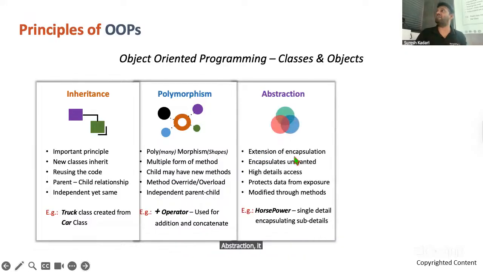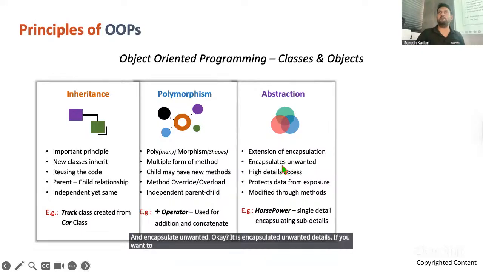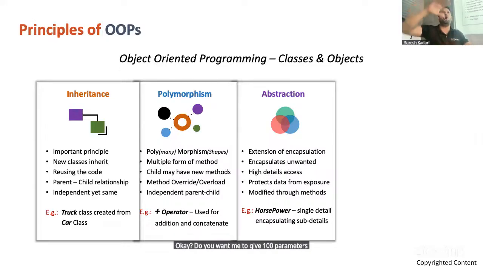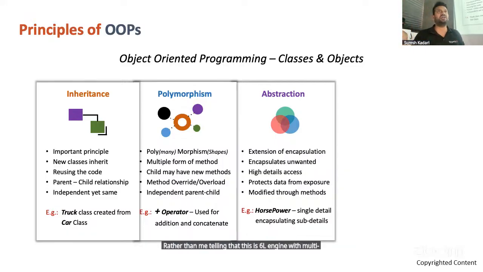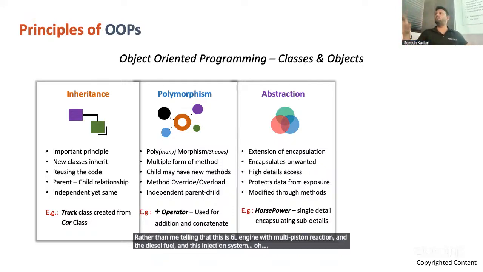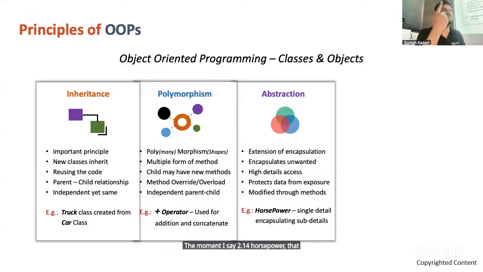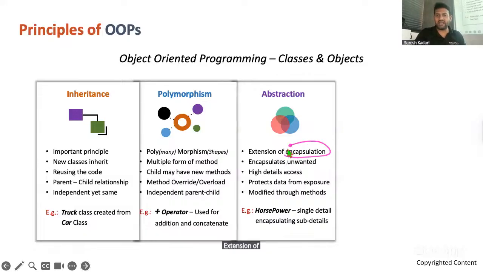Abstraction is an extension of encapsulation, where you encapsulate the unwanted details. If you want to buy a car, do you want me to give 100 parameters, or I will say it is 180 horsepower? One detail like 180 horsepower or 250 horsepower will tell you that this is a powerful car, rather than me telling you it is a 6-liter engine with multi-piston action, diesel fuel and this injection system. The moment I say 214 horsepower, that one detail is keeping so many details encapsulated. This is an extension of encapsulation where you are abstracting. You're not giving me all details. You are abstracting.